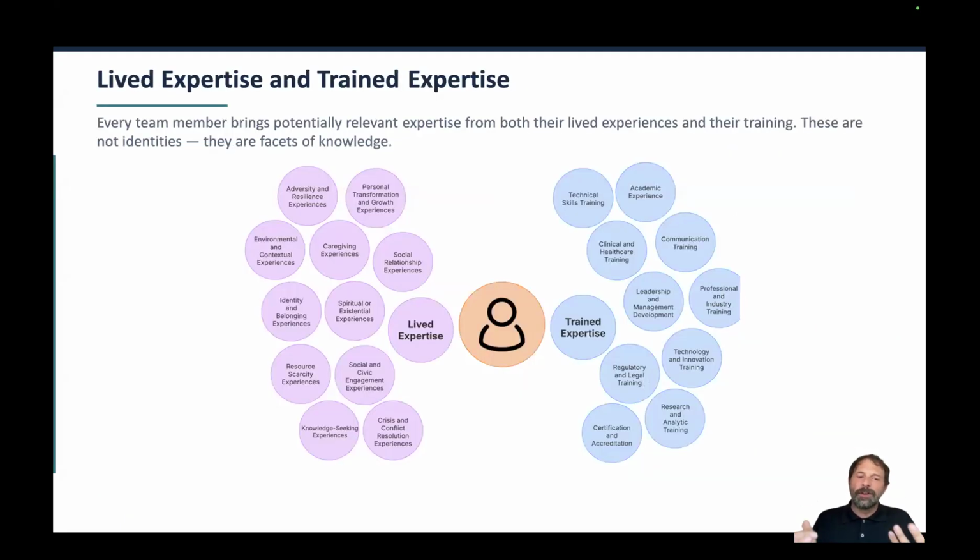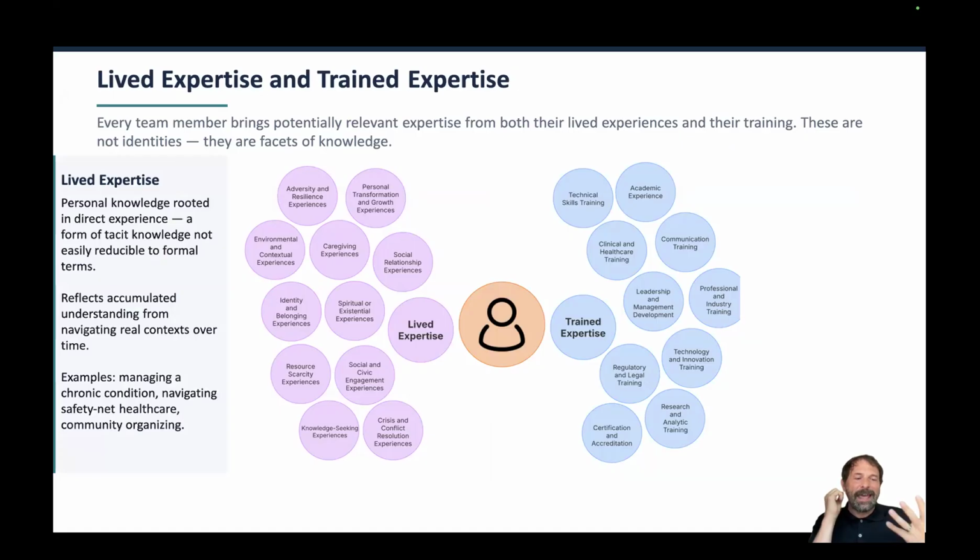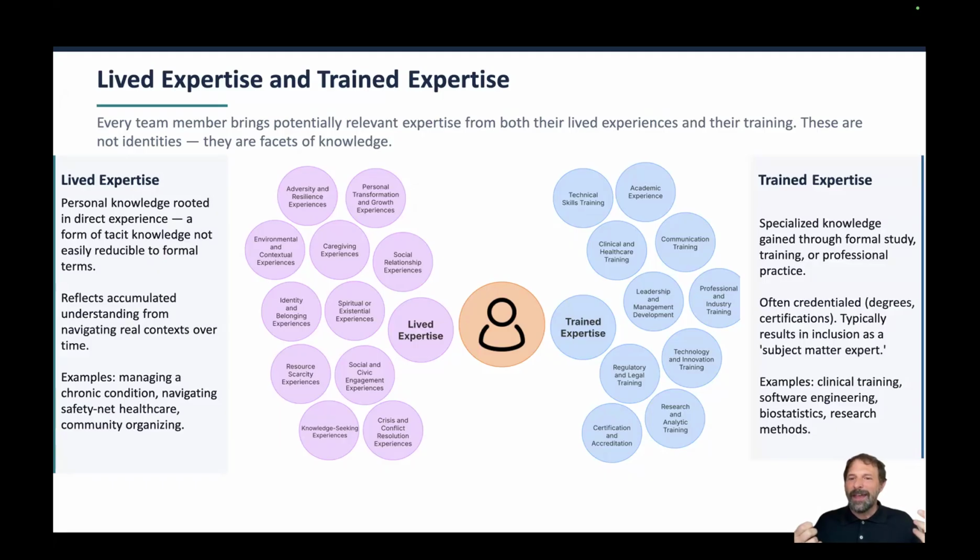Right. And so one of the key ways that we're thinking about how to manage this is to honor the idea that all of us contain multitudes. We all have both potentially relevant lived expertise and trained expertise for the kind of work we're working through. The lived expertise is that personal knowledge rooted in direct experience. It's a tacit knowledge that isn't necessarily reducible into formal, objective terms, right? Critically, this is the stuff like personal experience in managing chronic conditions or navigating a safety net system and so forth. This becomes the fodder of, okay, what actually is true in the real world? On the flip side, of course, we also have our trained expertise, right? And this is the stuff that, of course, you all have, with specialized knowledge on formal study designs and credentialing and all this.